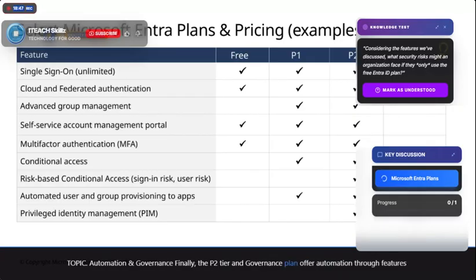Topic: Automation and governance. Finally, the P2 tier and Governance plan offer automation through features like automated user and group provisioning to apps. This means automatically creating or disabling accounts as people join or leave your organization. Privileged Identity Management, or PIM, is also a key feature of these plans. It allows you to grant just-in-time access to sensitive resources with elevated permissions, which drastically reduces risk. Governance provides advanced capabilities for managing identities and access on a larger scale.